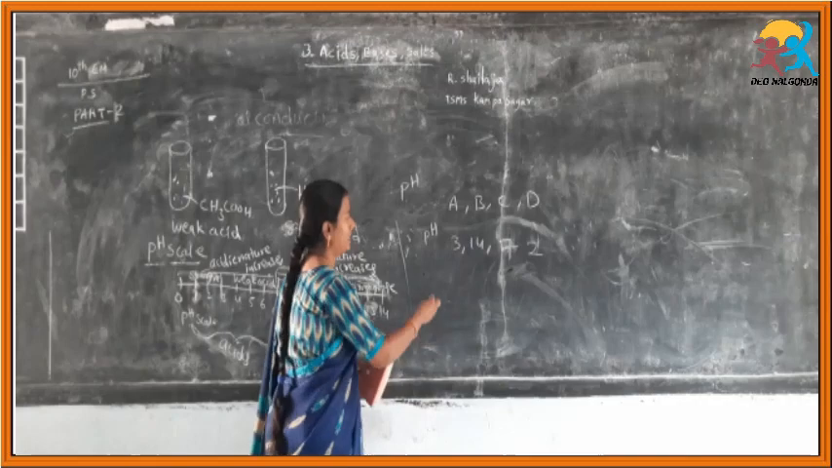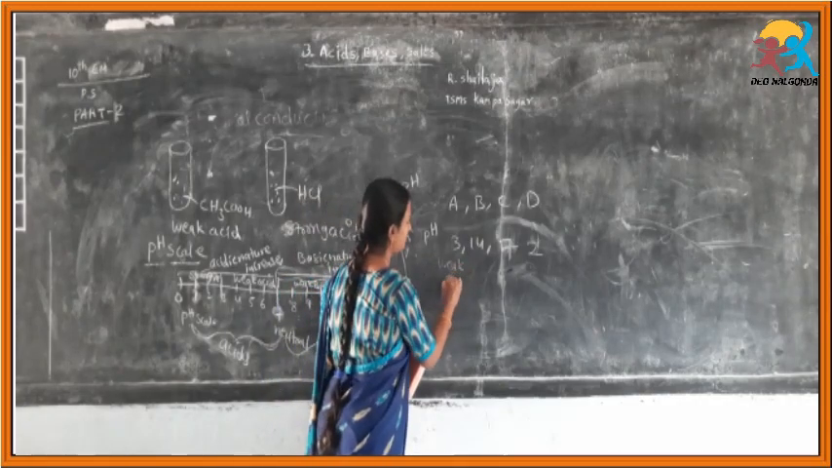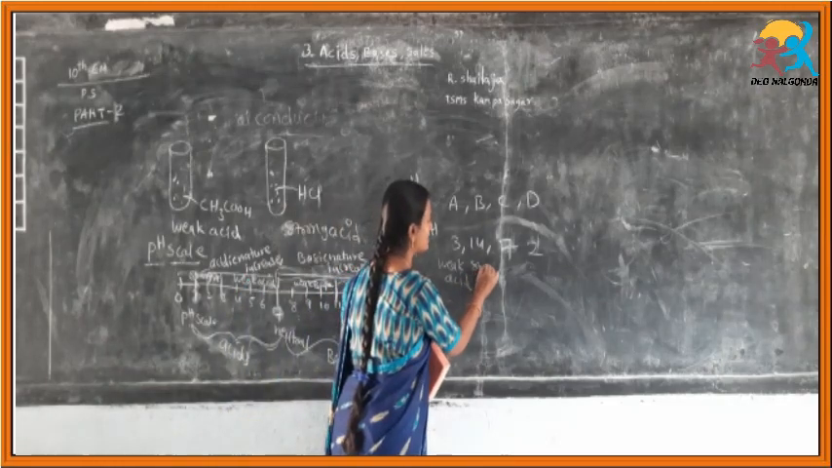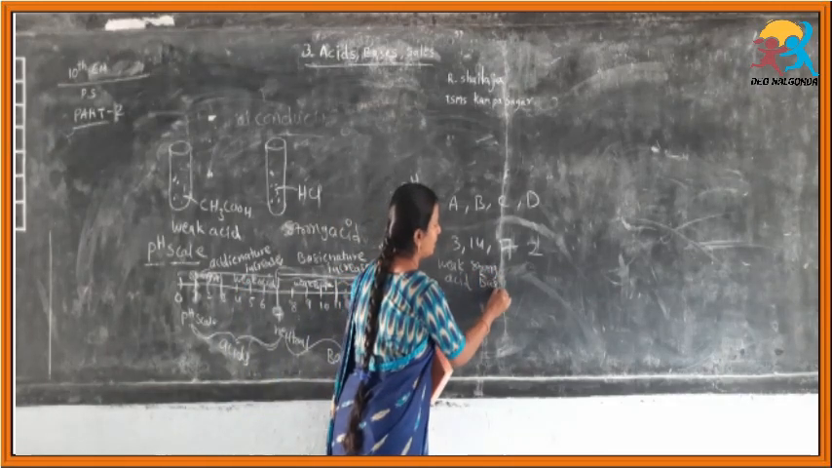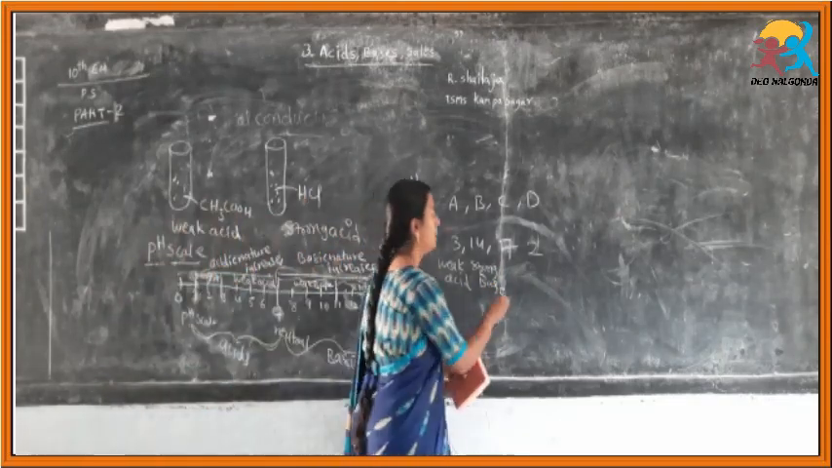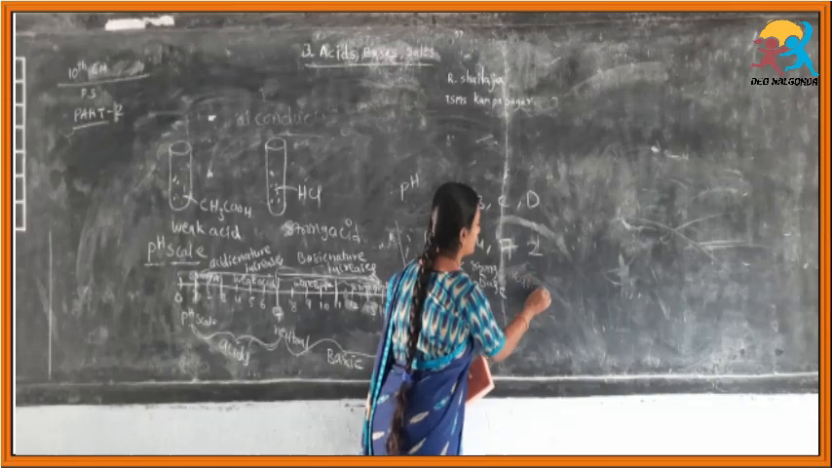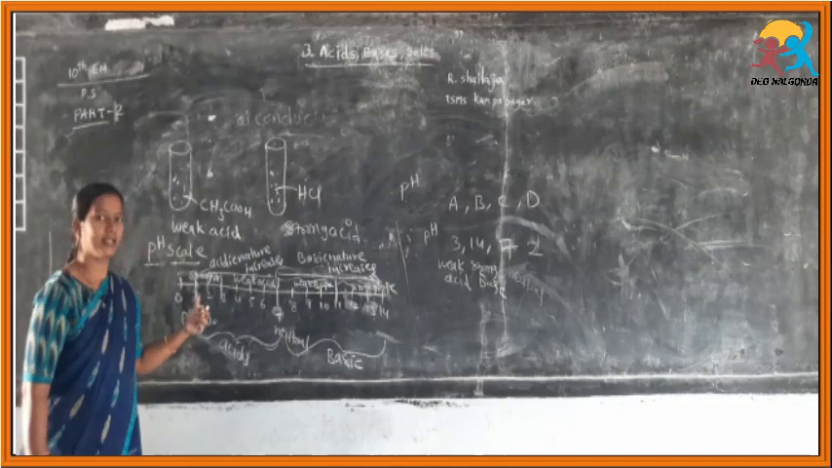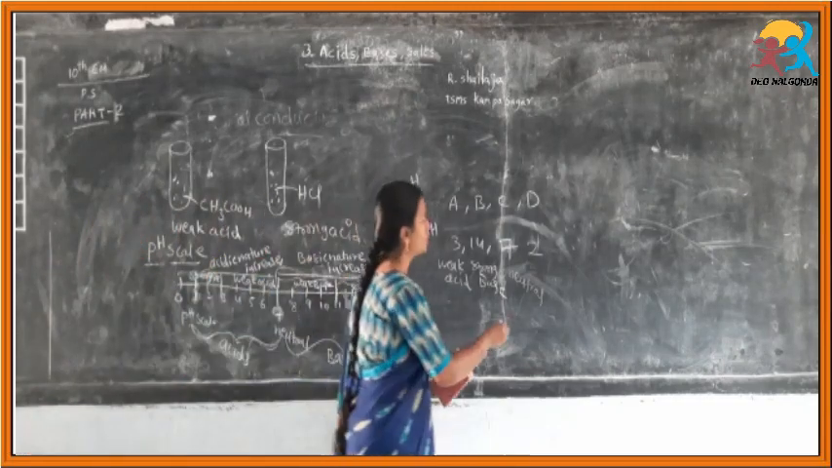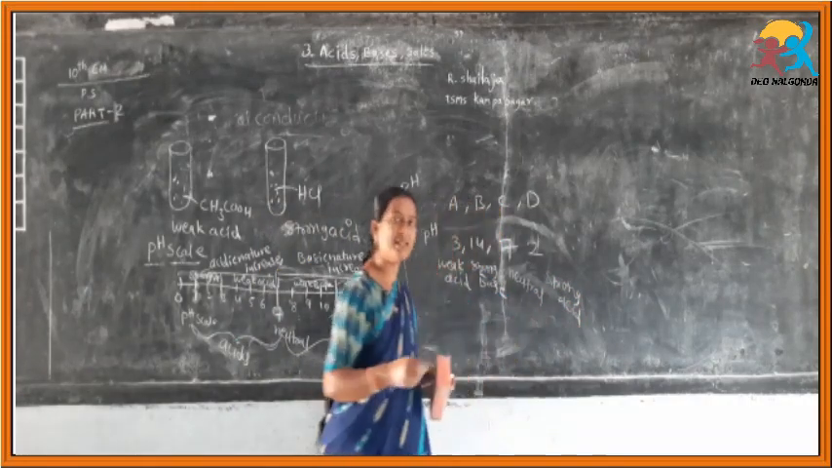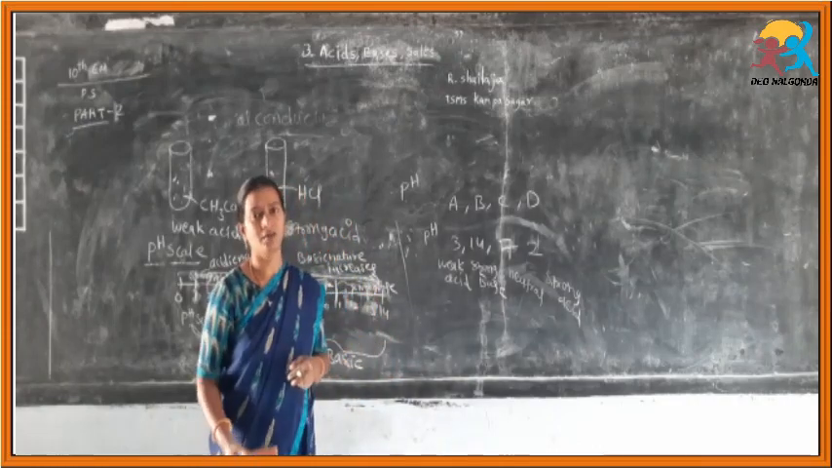Here, 3 for A means it is a weak acid, and 14 for B means it is a strong base. At 7, the pH value is neutral. 2 for D means below 3, below 7, and that is also considered a strong acid. So we can express the strength of acids and bases by using the pH values.